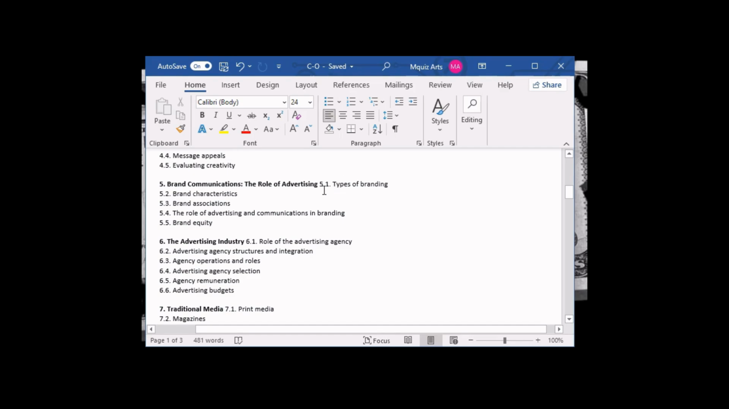Its subtopics run from 5.1 to 5.5. The first one is types of branding, branding characteristics, brand associations, the role of advertising and communications in branding, and brand equity. Make sure to tag along so that we check on this.